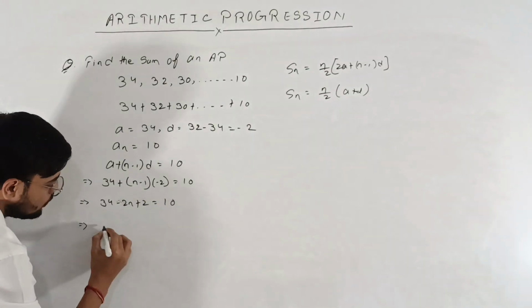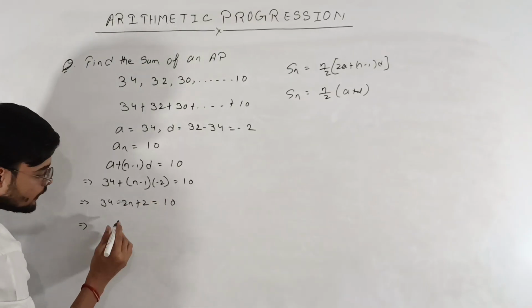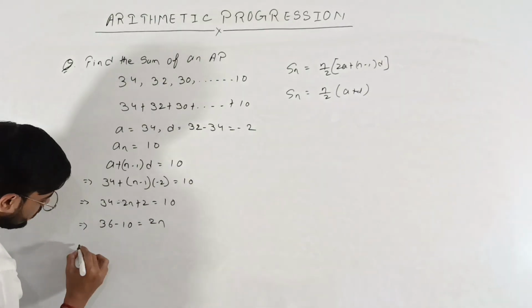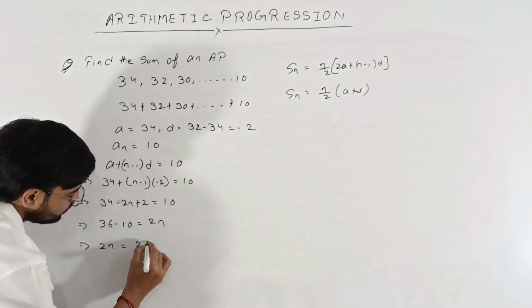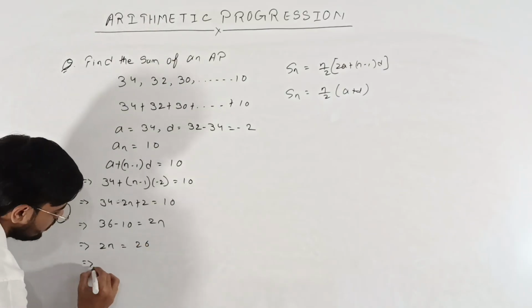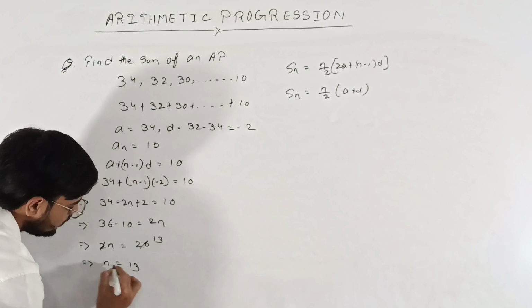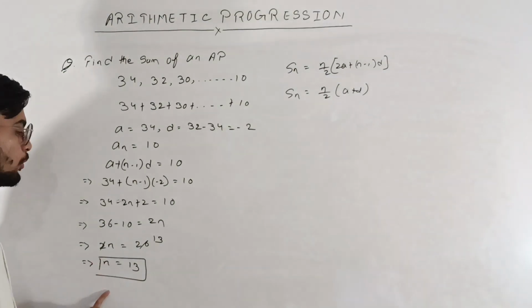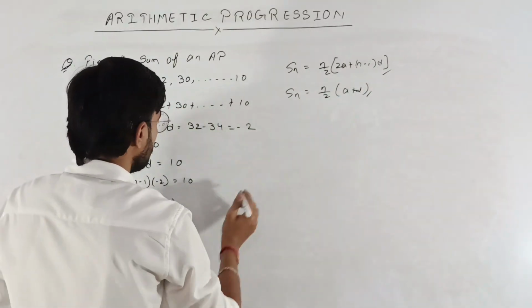This minus 2n goes to this side, so it becomes plus. Now this 10 goes to this side. So 34 plus 2 is 36, minus 10 is equal to 2n. Now from here, 2n is 26. Now n is what? 13 times, so n is 13. So from here I find n, which is 13. Now I put the value of n in either this formula or this formula. So I put it in this formula.